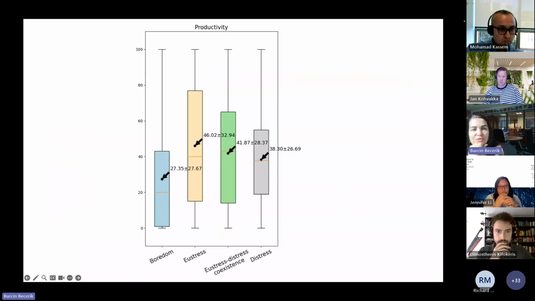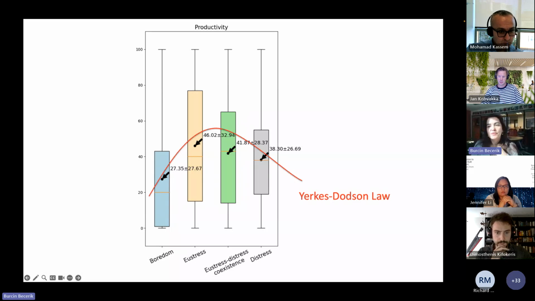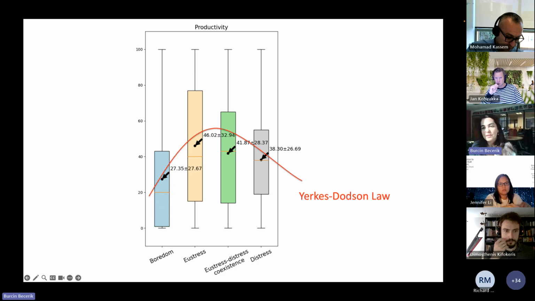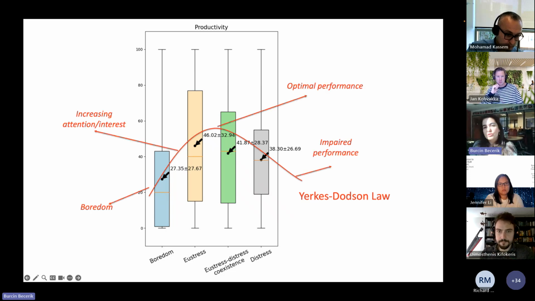We also looked at stress and productivity. And fair enough, that relationship follows the Yerkes-Dodson law. As you can see here, when there's an absence of eustress and distress, there's boredom. When you have eustress, your productivity increases. On the right of that graph, when distress takes over, your productivity starts dropping. But these are short-term experiments.